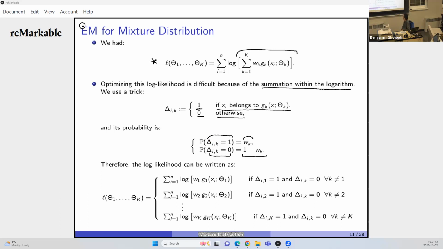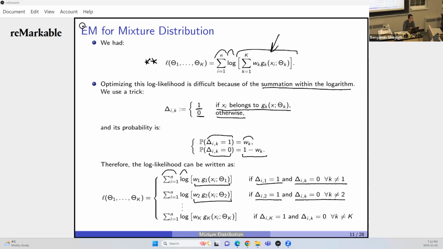Now the likelihood. The likelihood above can be written in this way. So this is the summation as before, right? And then this is the logarithm as before, of course. Now this summation, I'm breaking it down into several cases. If delta i1 is 1 and the rest are 0, then I only have the first term in the summation, right? If delta i2 is 1 and the rest are 0, then I have the second term in the summation, etc., until the last one. So far clear?